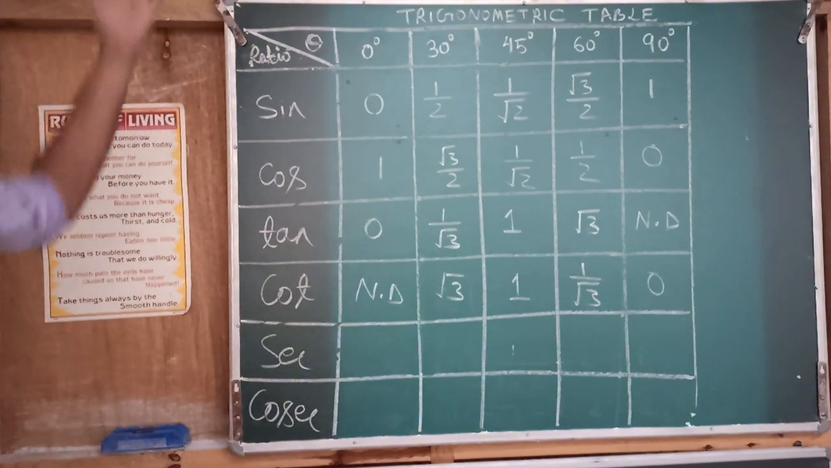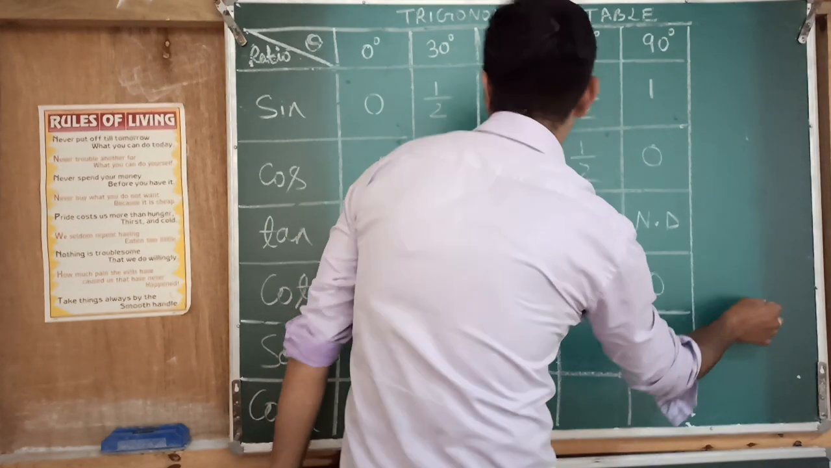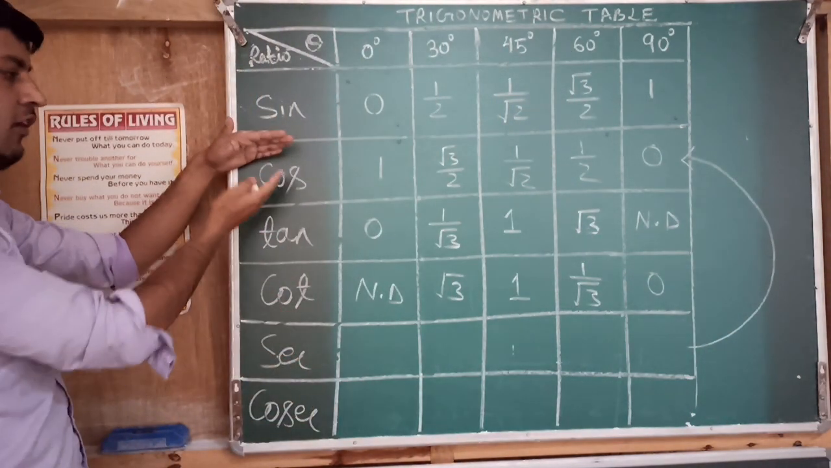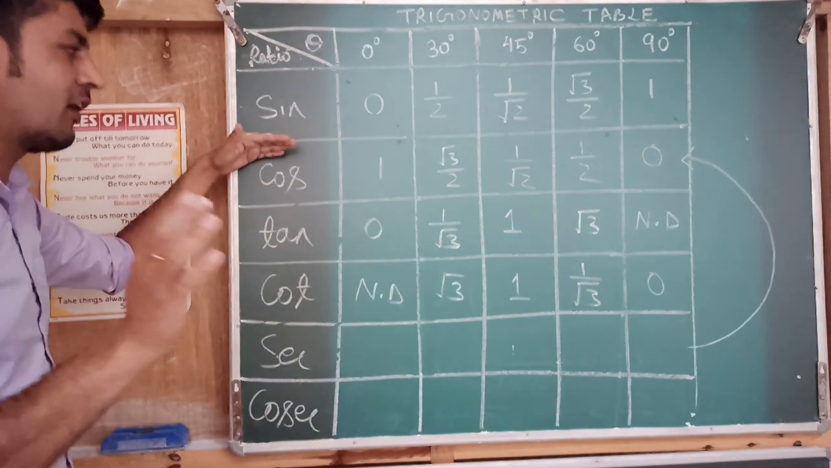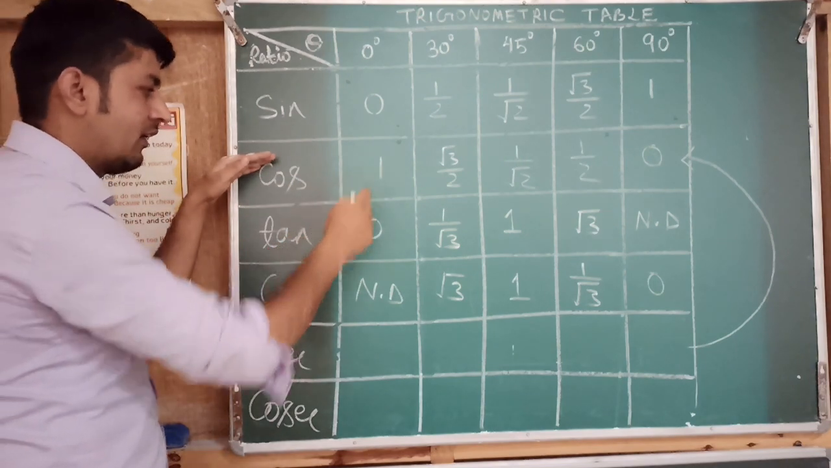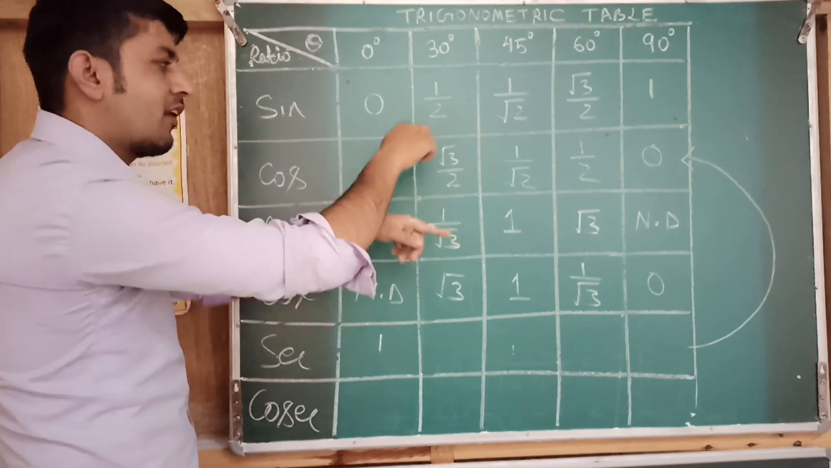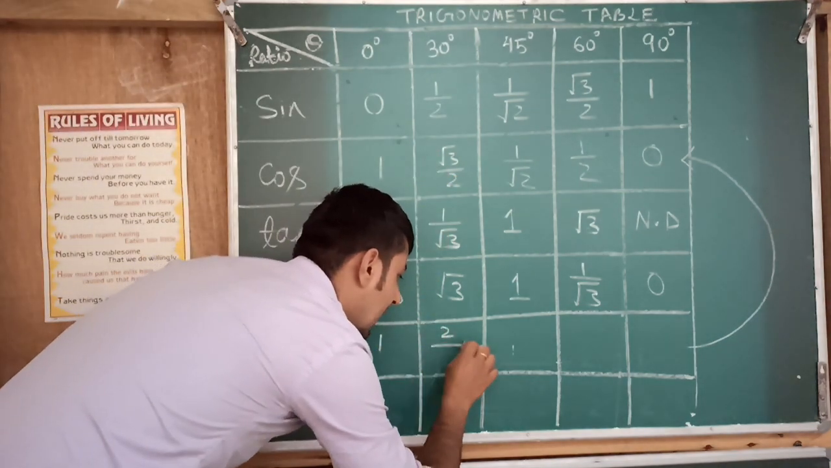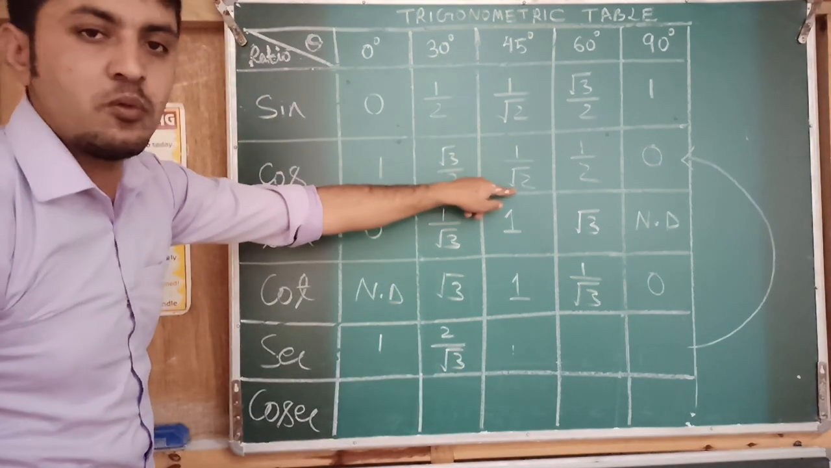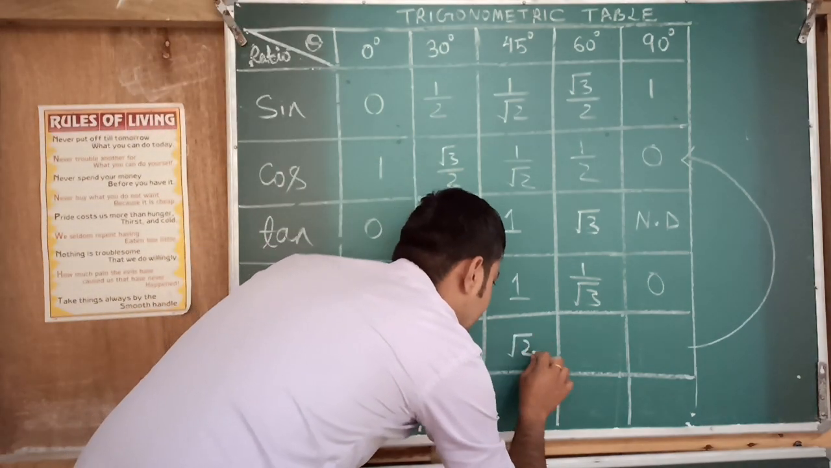So next, let us go to sec theta. What you know, sec theta is the reciprocal of what? Reciprocal of cos. Sec theta is the reciprocal of cos. Reciprocal, I hope you understand. 1 divided by. So what is 1 divided by 1? It is 1. What is 1 divided by root 3 by 2? Just take the reciprocal. So it will become 2 by root over 3. Again, 1 divided by 1 by root 2. Take the reciprocal of this. It will become root over 2.